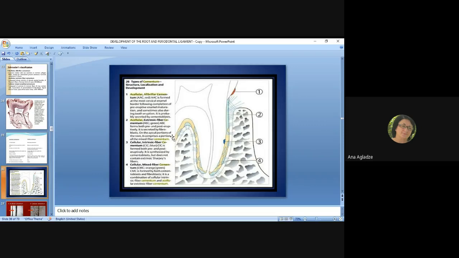The region around the root apex, which is just forming, is rich in ectomesenchymal progenitor cells. You know that this apical part consists of these progenitor cells or stem cells, from which fibroblasts, preodontoblasts, and precementoblasts are derived. These stem cells give rise to all these cells, including periodontal ligament cells.